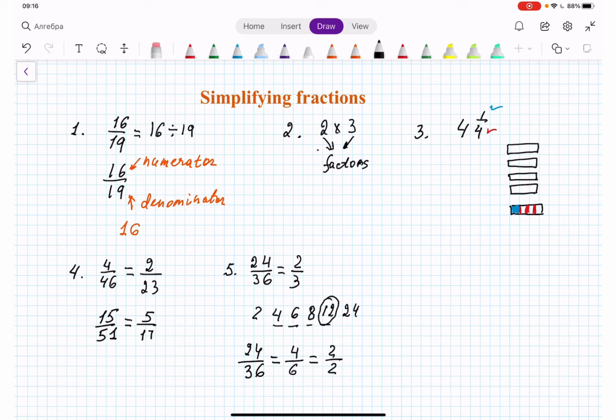If you're having trouble finding the biggest number, be my guest, go by division by 2, divide, and then see if you can divide by 3, and then again see if you can divide by 2, 3, 4, 5. So you can try until you hit the simplest numbers that you can't reduce any further. Okay? Let me clean this.